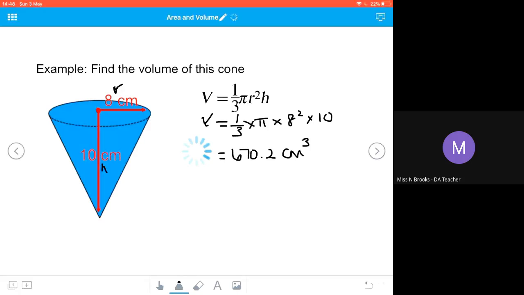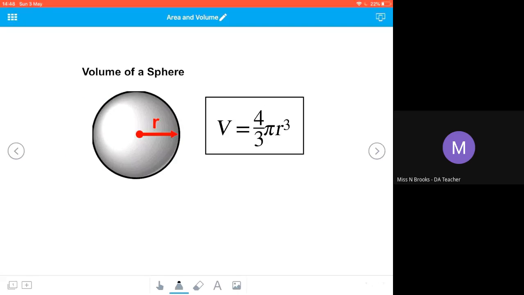So what about the volume of a sphere? Well, the volume of a sphere formula is V equals 4/3 pi r cubed. And it's really important that you remember to write the fraction the correct way round. So it's 4/3 multiplied by pi multiplied by r cubed, remembering that r cubed is r times r times r, not r times 3.